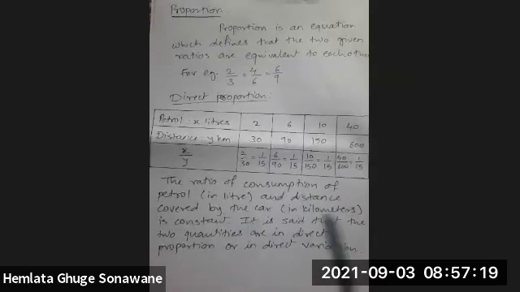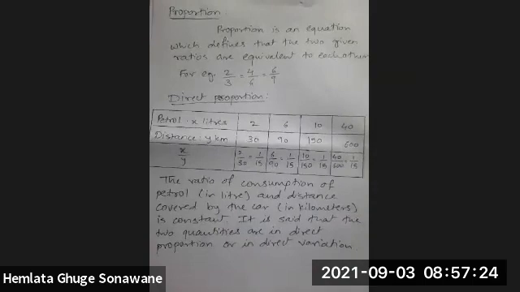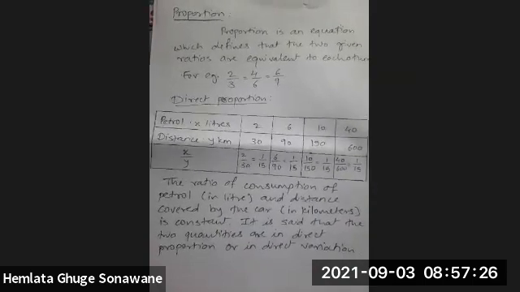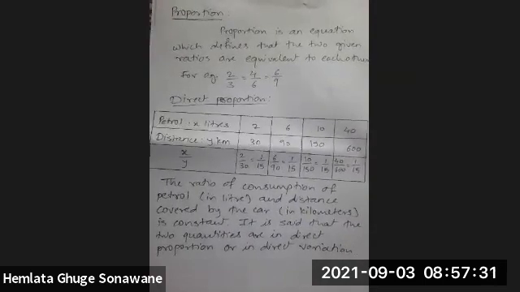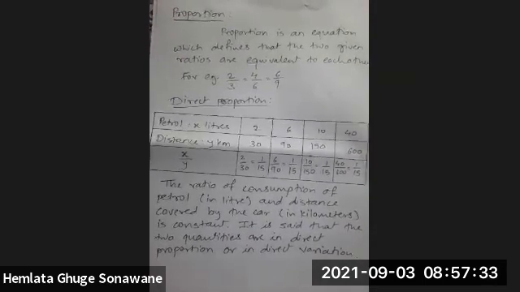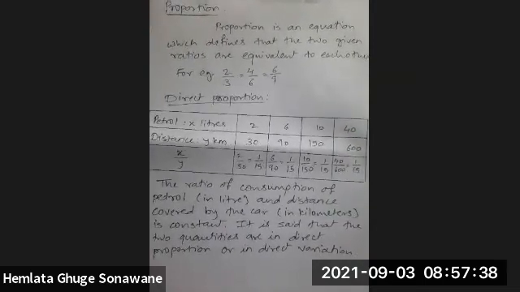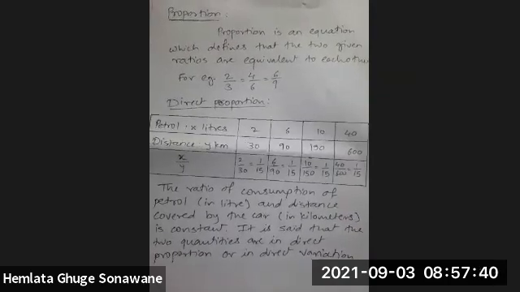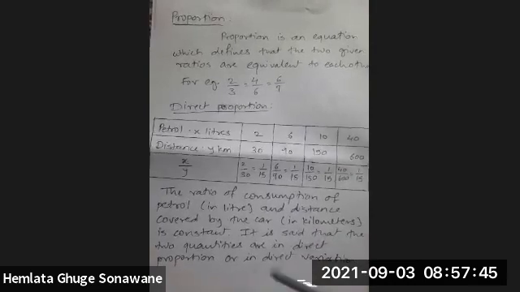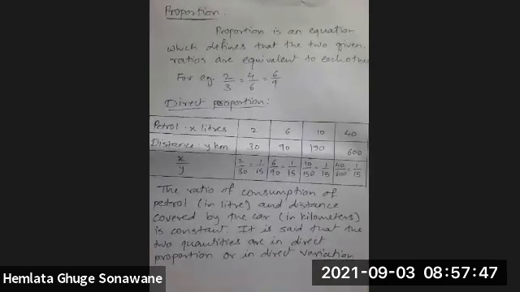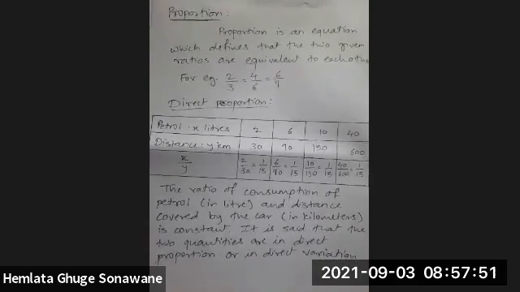Here the ratio of consumption of petrol and distance covered by the car is constant. This is called direct proportion or direct variation. If we are dividing the quantities and the ratio is constant, then the quantities are in direct proportion.